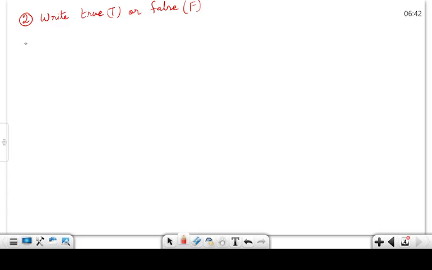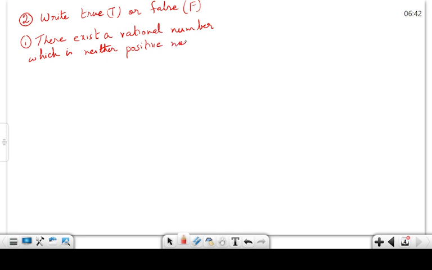Now number 1. Number 1 is there exists a rational number which is neither positive nor negative.